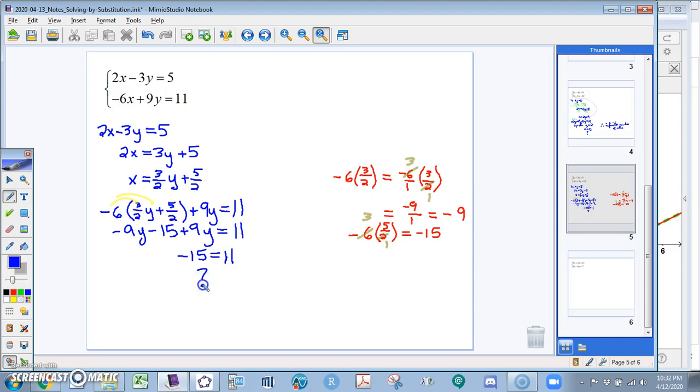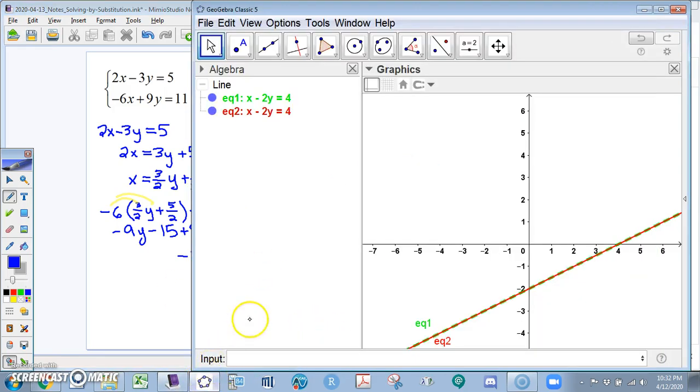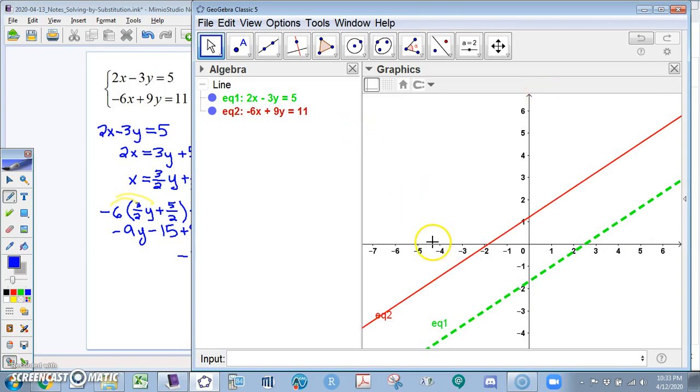Well, now we have another very strange situation. If I come over here pretty quickly and graph those two lines on GeoGebra, I get 2x minus 3y equals 5. And then graphing the other one, I get negative 6x plus 9y equals 11. What I see now is that I have two parallel lines. These lines actually have the same slope. They are parallel. They are never going to intersect.